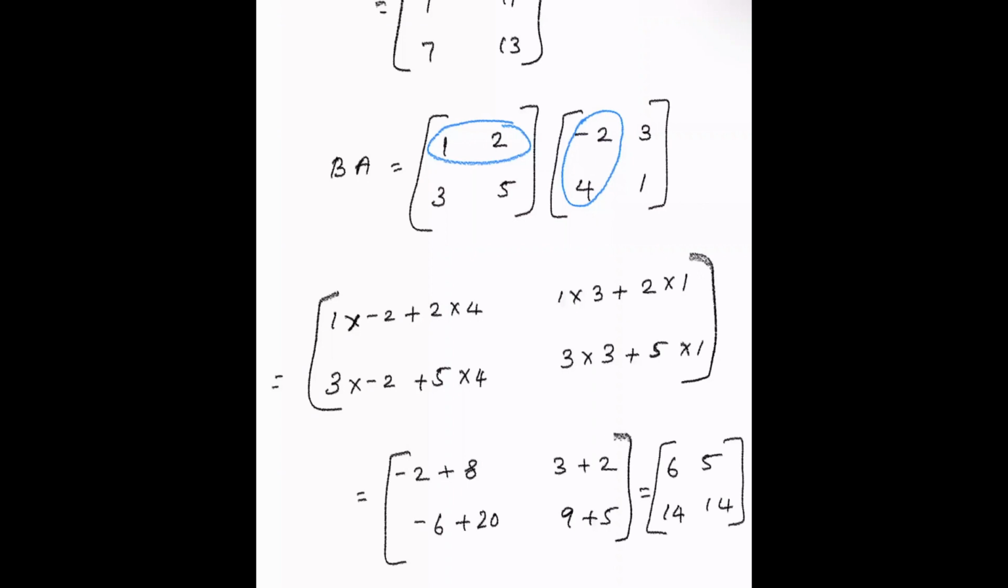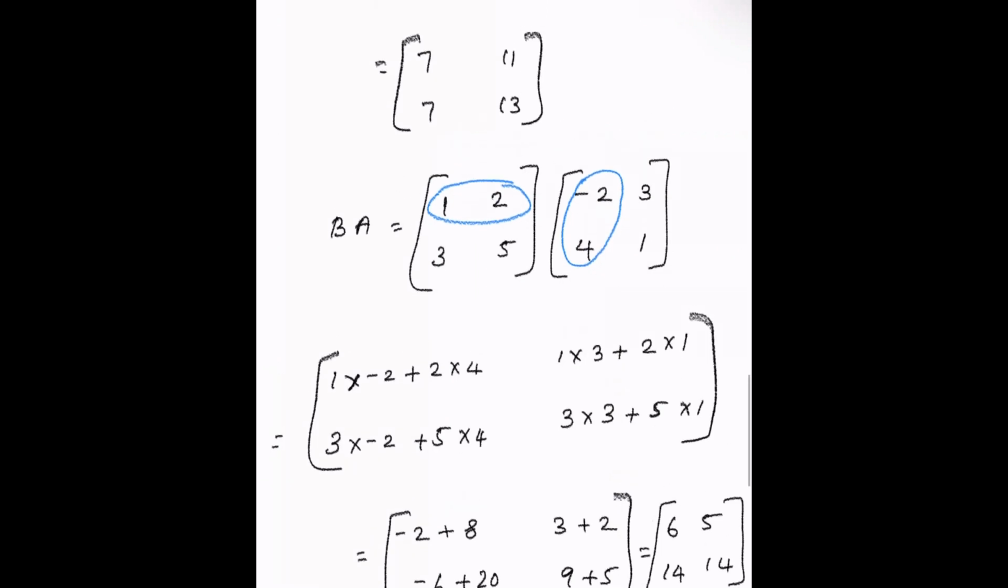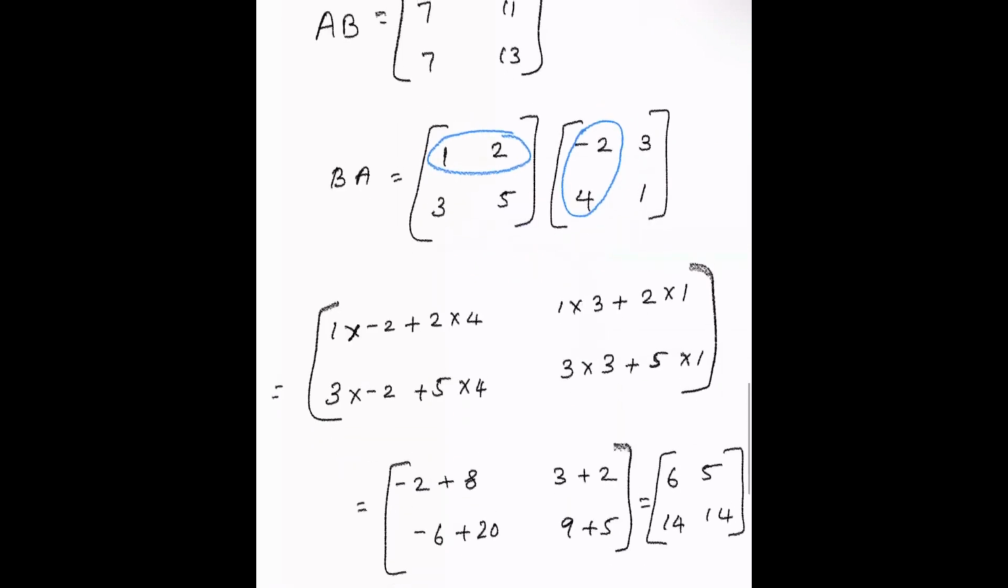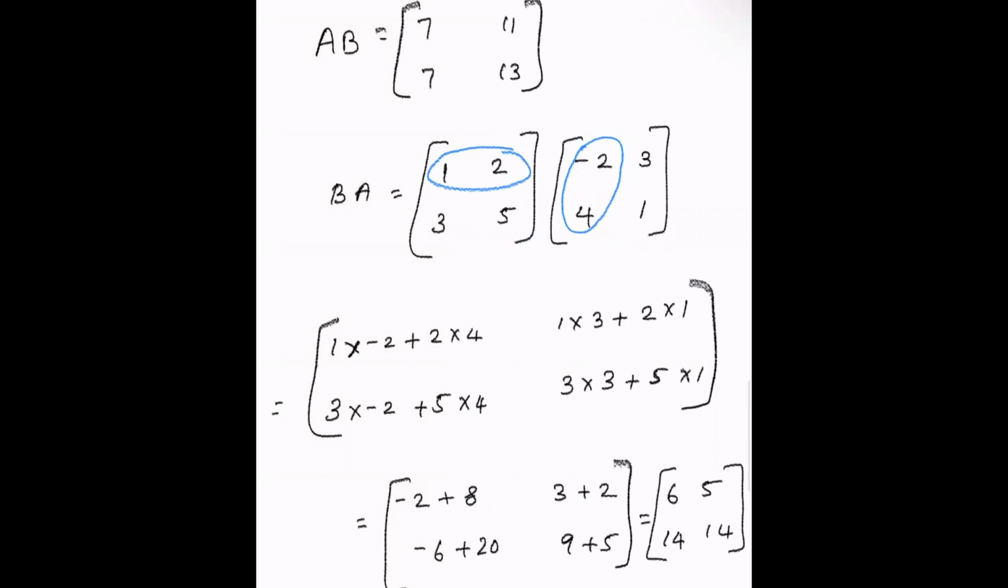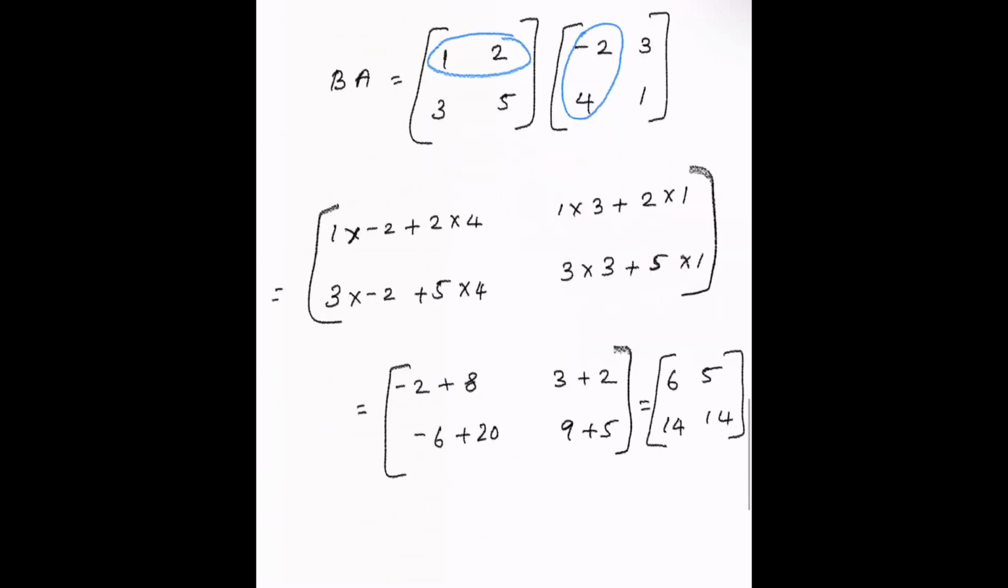So check whether AB and BA are equal or not. What is the answer for AB? AB is 7, 11, 7, 13. Whereas BA is 6, 5, 14, 14. So this is not commutative. AB multiplication is not commutative for matrices. This you need to remember. You can write it as a note.